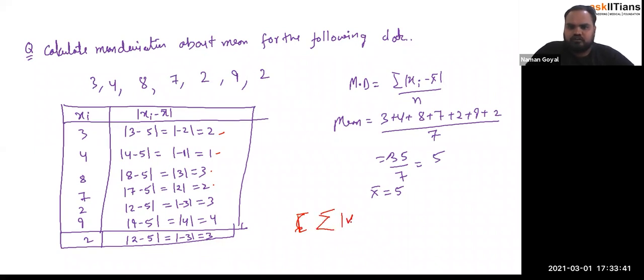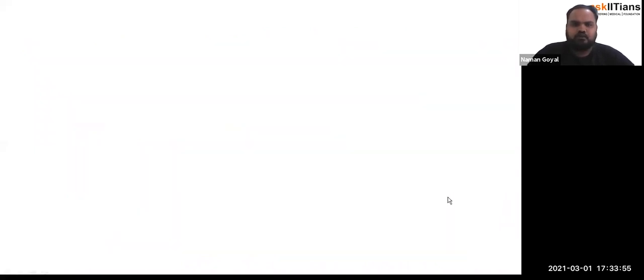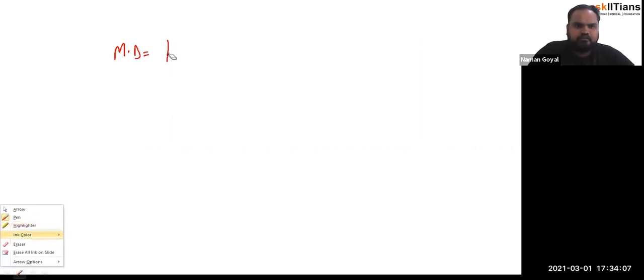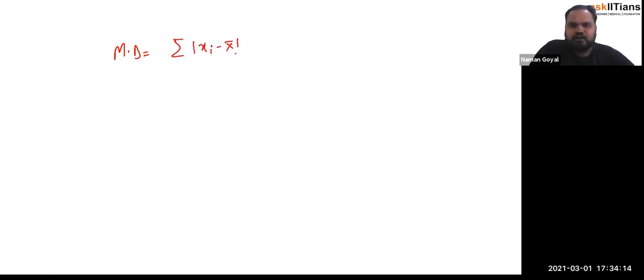We got summation modulus of xi minus x bar. How much did we get? 7, 10, 15, 18, right? Okay. Now the answer is what? As you know, the formula is what? Mean deviation is equal to the sum of, this is not a sign like that, let me erase this. Okay, so the formula is summation of mod of xi minus x bar upon n.